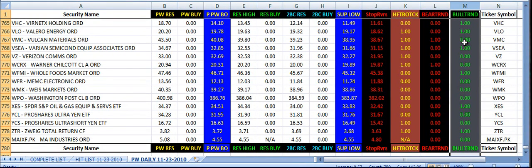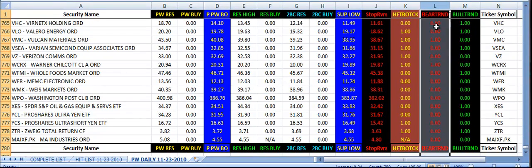Likewise, the next column is your bear trend column. Same as the bull trend column, but it picks up bear market trends and cycles on a longer term view. A 1 means it's a bear market. A 0 means it is neutral to bullish.